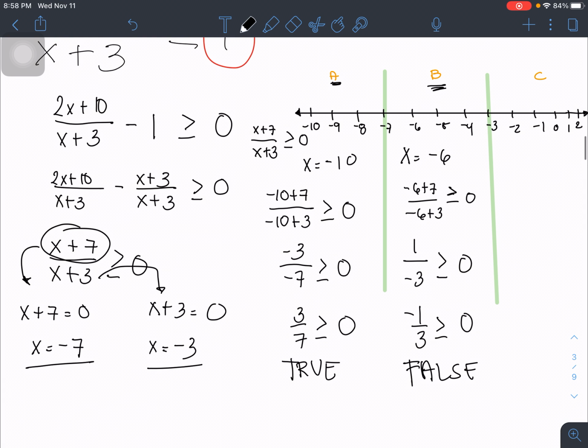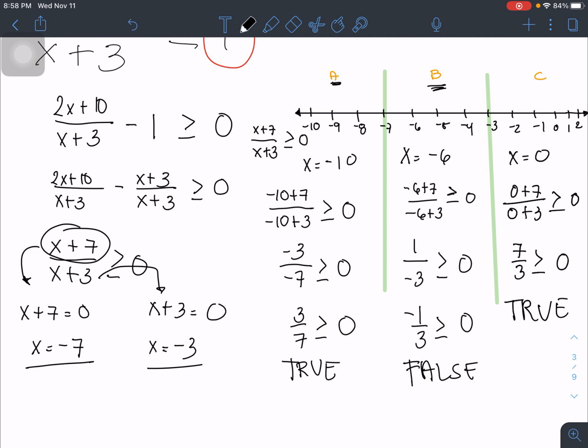So let us pick a number lying on region C. So I'll be using 0. Okay? So x is equal to 0. So 0 plus 7 over 0 plus 3 greater than or equal to 0. So this will be 7 over 3 greater than or equal to 0. And 7 over 3 is greater than 0. So this will be true.